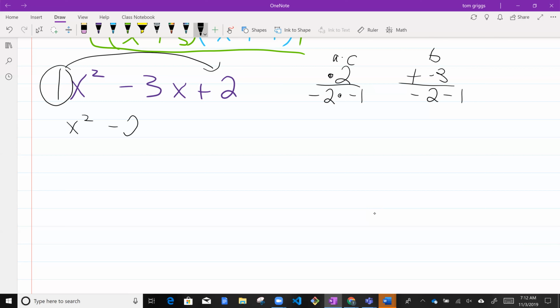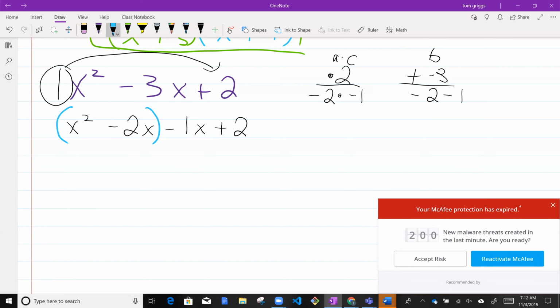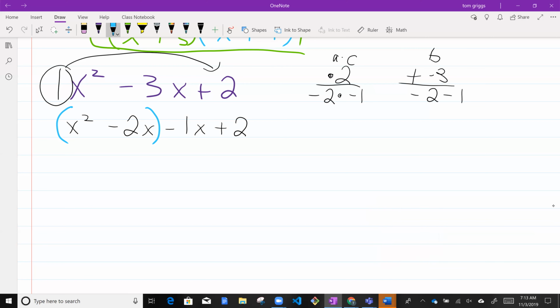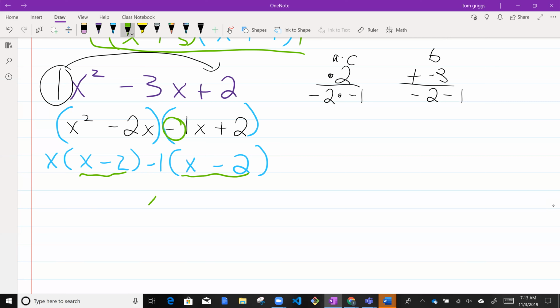So then we're going to rewrite this problem as x squared minus 2x minus 1x plus 2. And then we're going to put the first two terms in a group. GCF there is an x. The second group, remember, if that lead number is negative, you need to factor out a negative. Second group has nothing in common, but we can take out a negative 1. And again, that leaves us with our answer, x minus 2 and x minus 1.